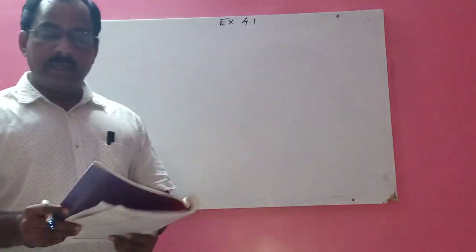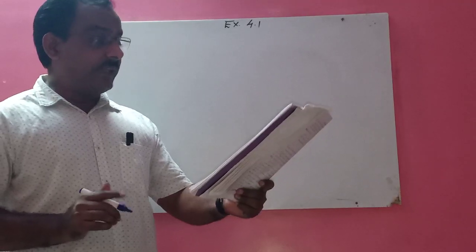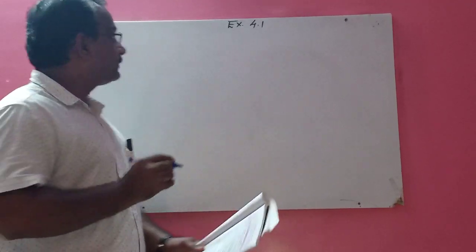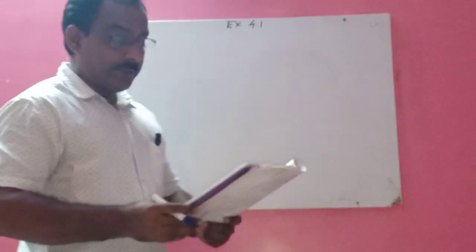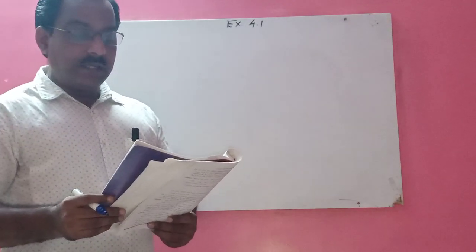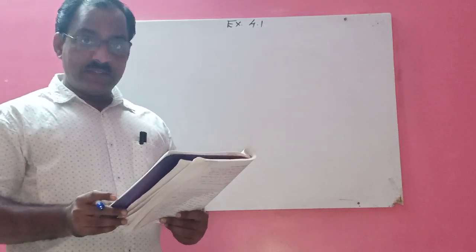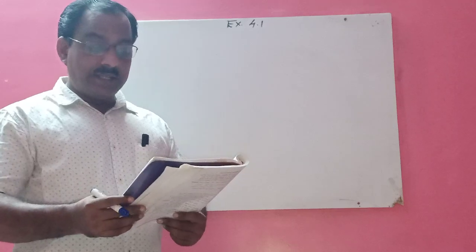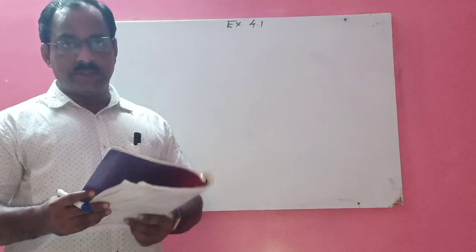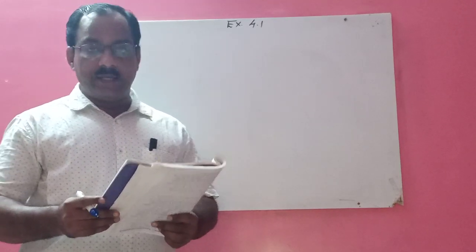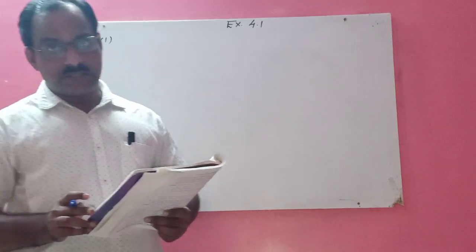So children, now I will begin with exercise 4.1. See page number 87, question number 1. First sum is Pawan Medical supplies, medicines. On some medicines, the rate of GST is 12%. We have to find out here the rate of CGST and SGST.